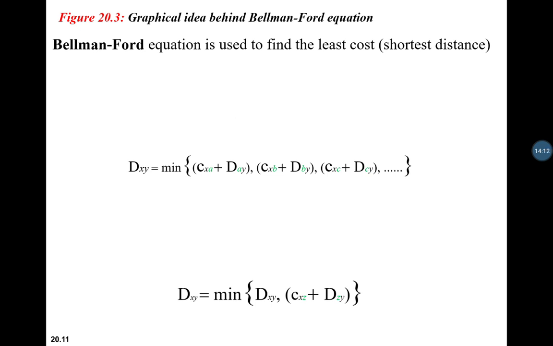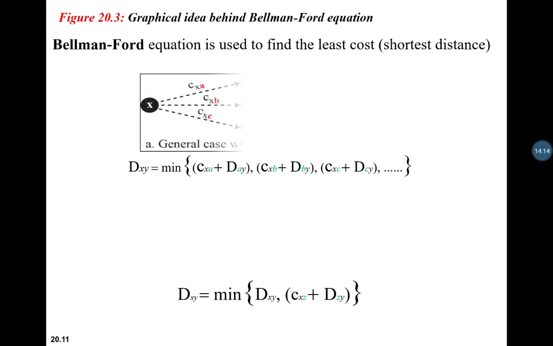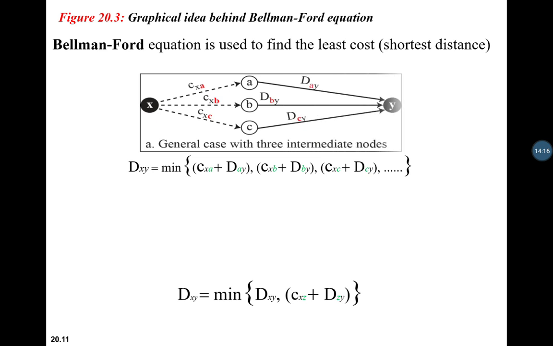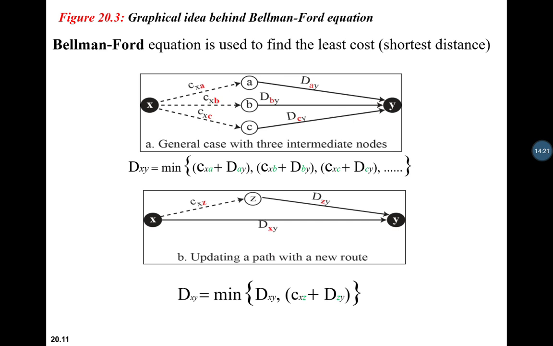Next is the Bellman-Ford equation and the concept of distance vectors, which are used in distance vector routing. So let us first see about the Bellman-Ford equation. This is used to find the least cost and it is very important. By using this Bellman-Ford equation, the shortest distance is found out. This is used to find the least cost between the source node X and the destination node Y through some intermediary nodes A, B and C.